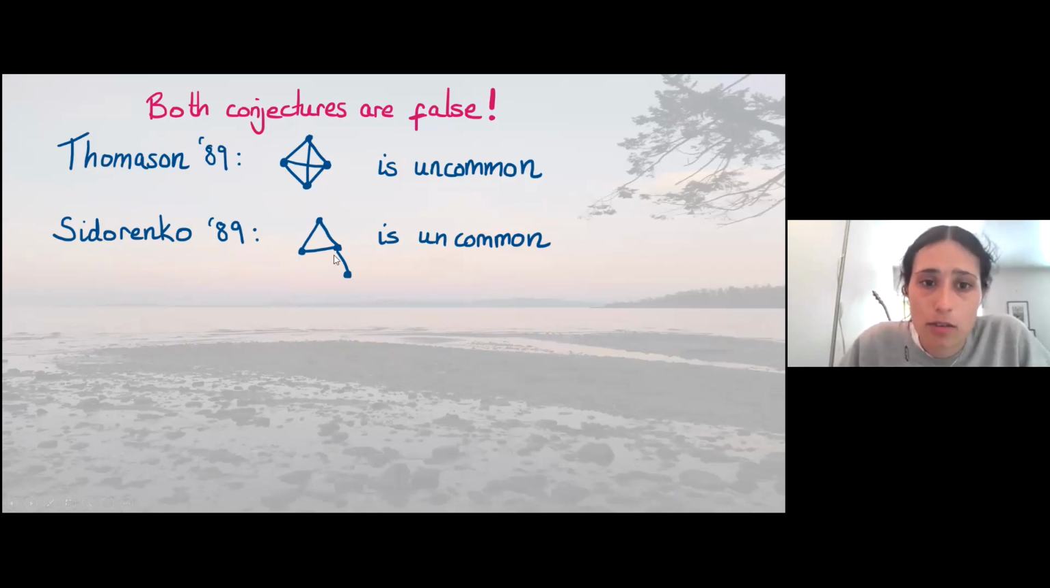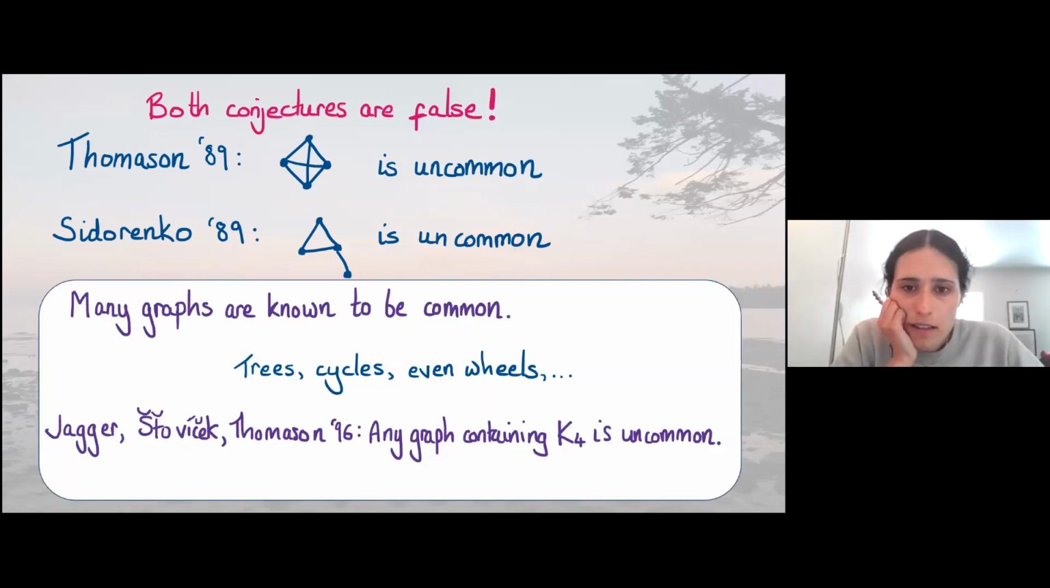Sidorenko showed that a triangle with a pendant edge is uncommon, and this disproves the Burr-Rota conjecture. But despite the fact that both these conjectures are false, since then there's been a lot of interest in determining which graphs are common or are not common. Many graphs are known to be common in various families, for example trees and cycles and even wheels, and perhaps more complicated things that are difficult for me to write on one slide.